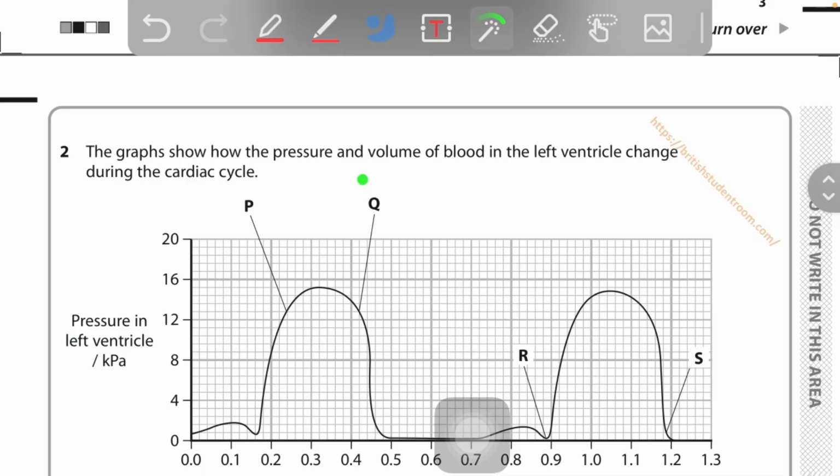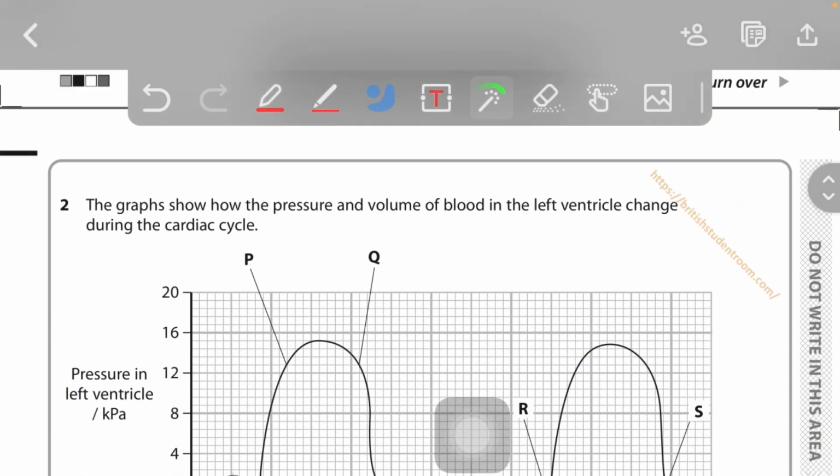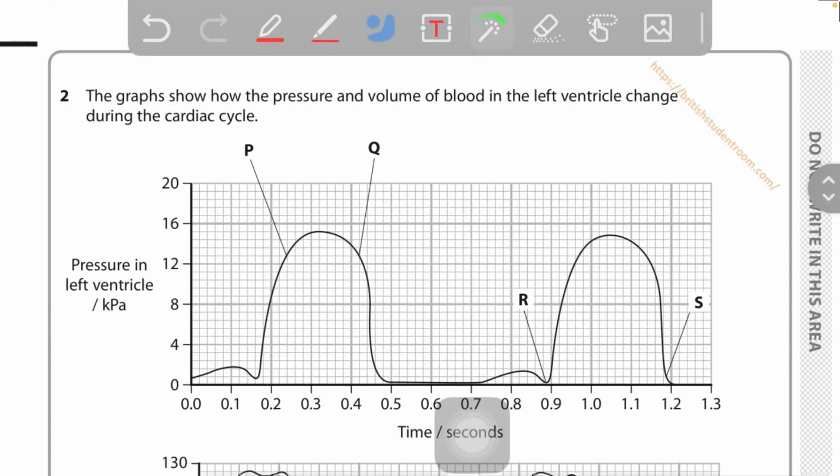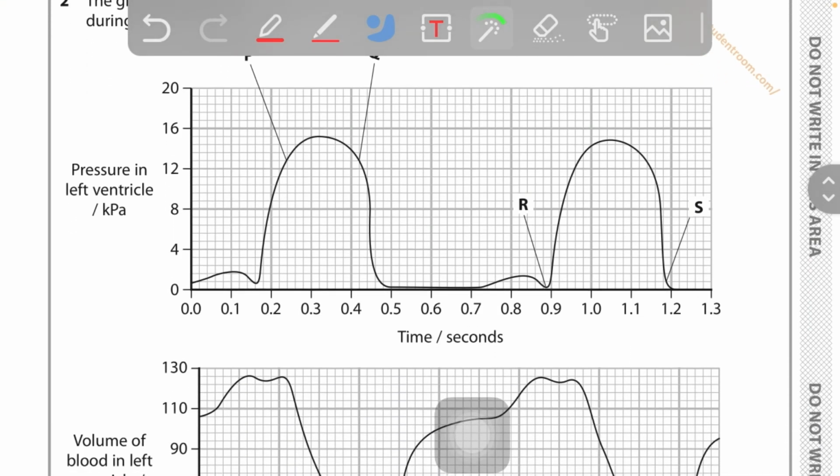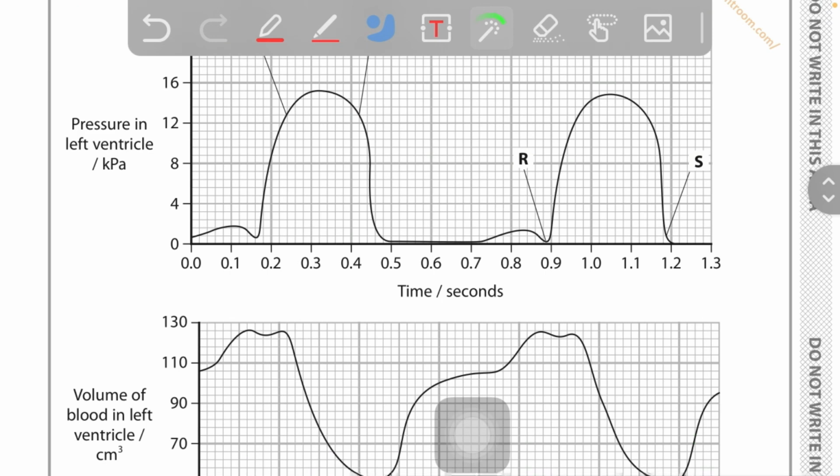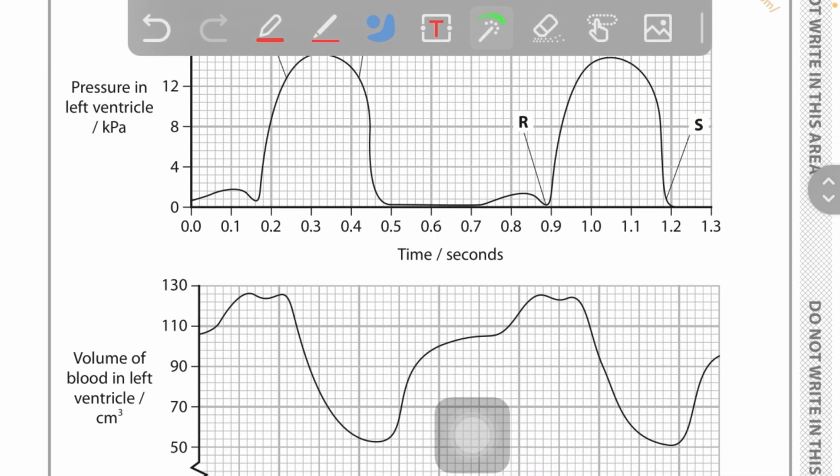So we were solving the question paper of May 2023, question number 2. The graph shows how the pressure and volume of blood in the left ventricle change during the cycle. Like the graph shows how the pressure in the left ventricle changes during a cardiac cycle, meaning the movement of the cardiac cycle. This is the pressure and this is the volume of blood in the left ventricle.